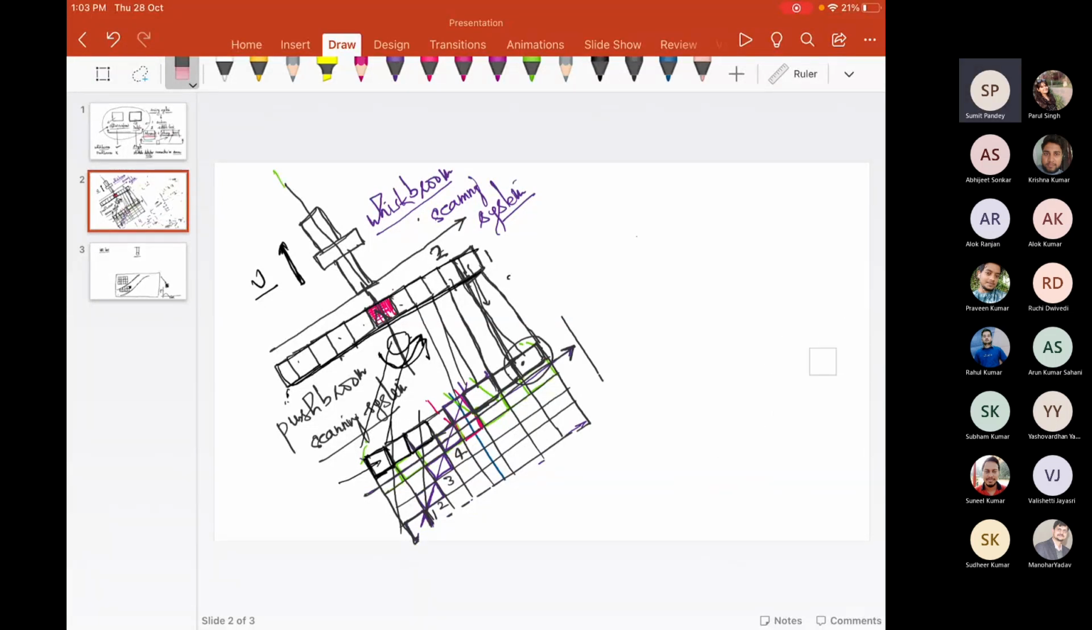Sir, you are saying that in push broom scanner, at one time more number of GRCs are radiating, more energy is getting to the push broom scanner. That is why quality will be reduced as compared to whisk broom scanner. Mm-hmm.